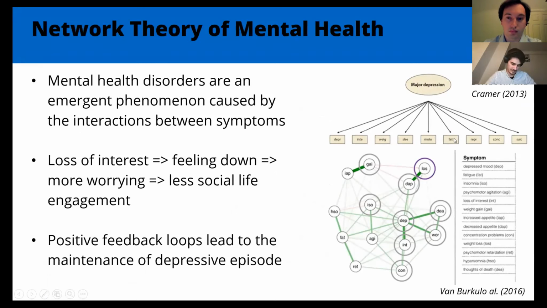However, more recent work has posited that depression may be better explained as a network of symptoms. So in a network model of depression, there are interactions between the depressive symptoms, and these interactions cause the emergent phenomenon of depression. So for example, a loss of interest leads to more feeling down, leads to increased worrying and less social life engagement, such that positive feedback loops between symptoms lead to the maintenance of a depressive episode.